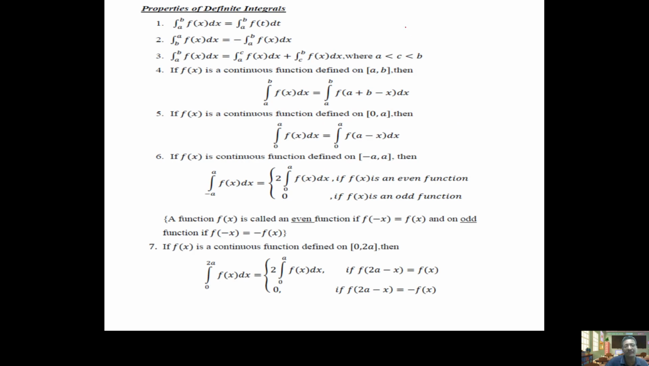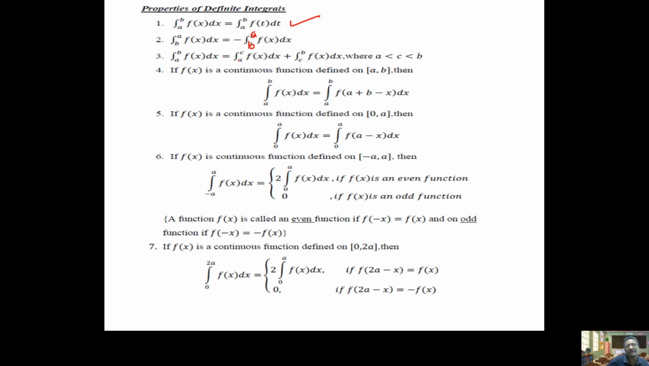Integral a to b f of x dx is equal to integral a to b f of t dt. That means this is independent of variable. If you are writing x or t or y, whatever it is, it is independent of variable. Integral a to b f of x dx is equal to minus integral b to a f of x dx.